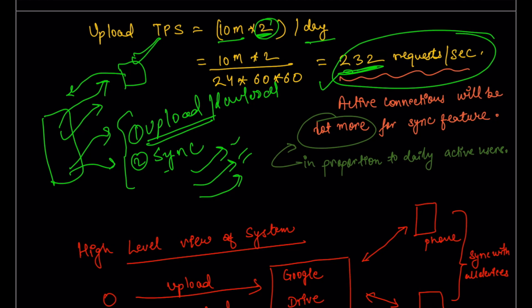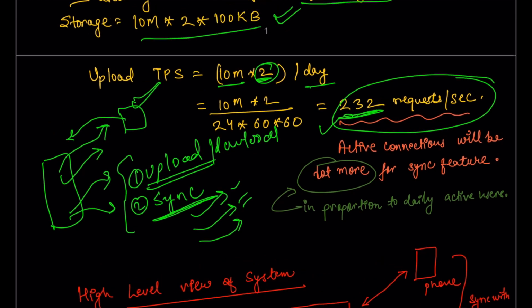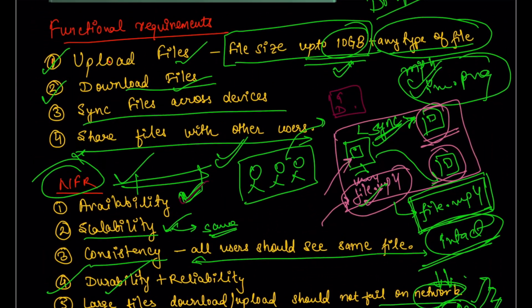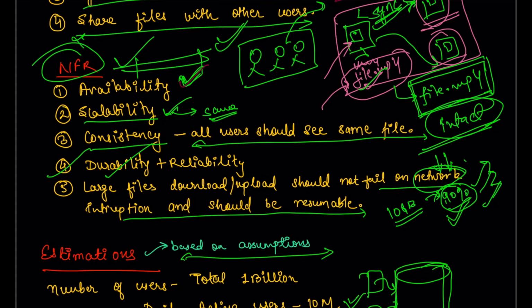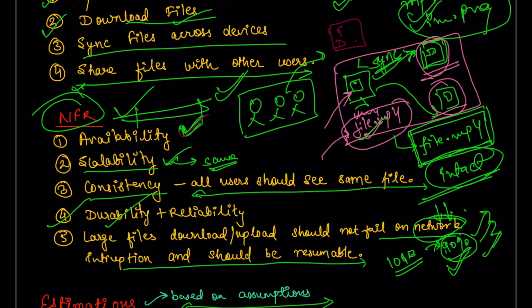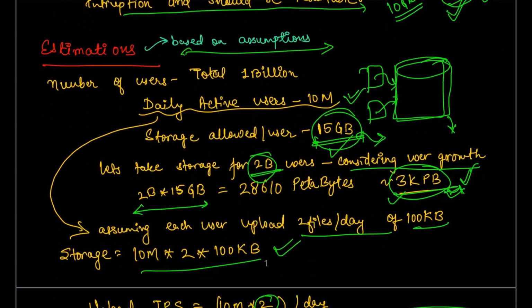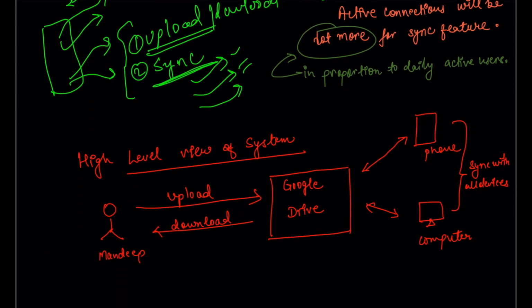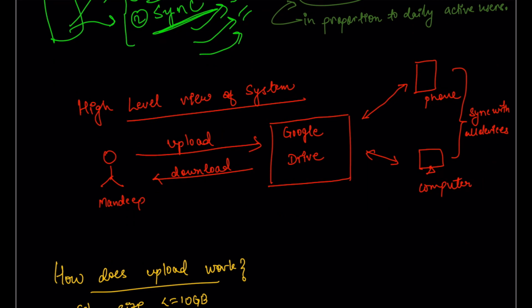Okay, and similarly for sync, if you have like 3 devices and if you want these 3 devices to be in sync with each other, you want these devices to be connected with our storage system. So that will also add to our total TPS which our system is serving. Now let's move to our high level view of system.